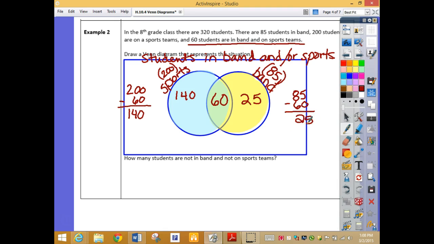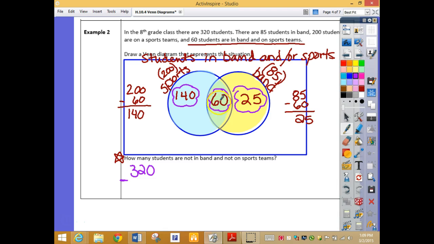Now does that answer our final question? How many students are not in band and not on the sports team? And how did you get that? Subtract what? 320. Where'd you come up with 320? That's how many students there are. Okay, so 320. That's how many students they started with, and you subtracted what? 225. How'd you get that? You added all your numbers up inside the Venn diagram. And what do you get?